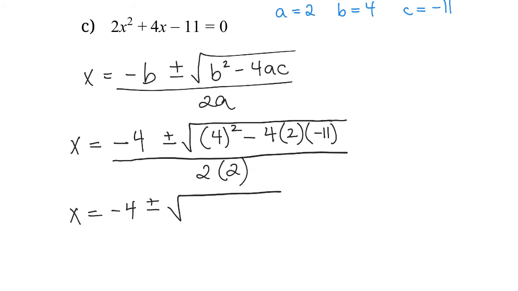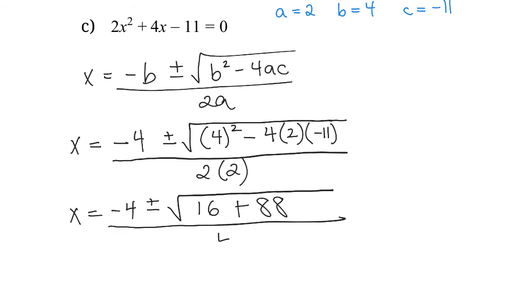So we've got minus 4 plus or minus the square root. And then underneath the square root, we've got 4 squared, which is 16. Okay, and then the way that you want to read this is negative 4 multiplied by 2 multiplied by negative 11. Okay, so just be careful with the signs and how you apply them. So negative 4 times 2 is negative 8. Negative 8 times negative 11 is a positive 88. You've got your division bar, and then in the denominator we've got 2 times 2, which is 4.